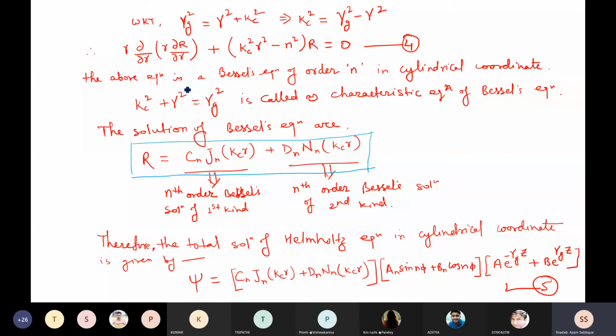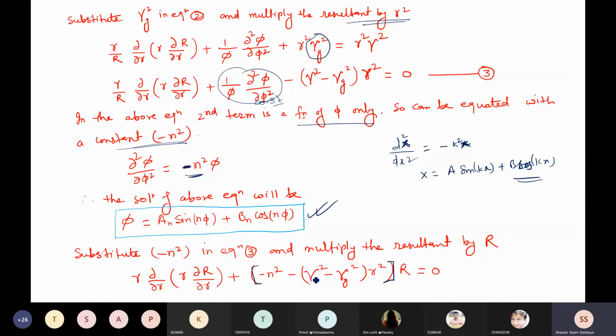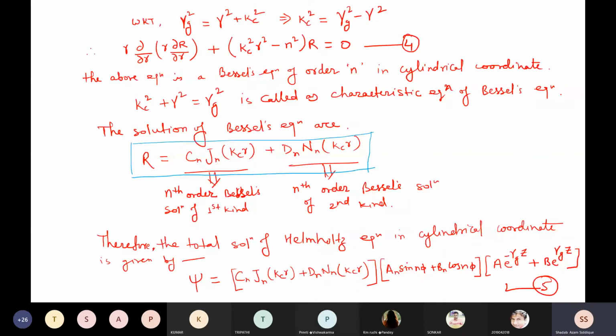Now you take this: gamma g square is equal to gamma square plus kc square. Already you know these things. Gamma g square is equal to gamma square plus kc square, where kc square is equal to gamma g square minus gamma square. So this gamma square minus gamma g square is equal to minus kc square, and you can substitute here. So you get kc square into r square minus n square into R is equal to 0.